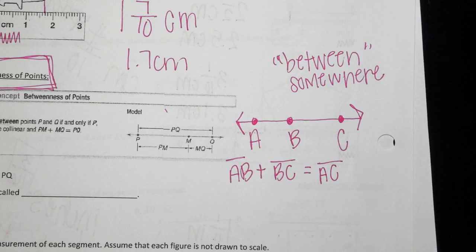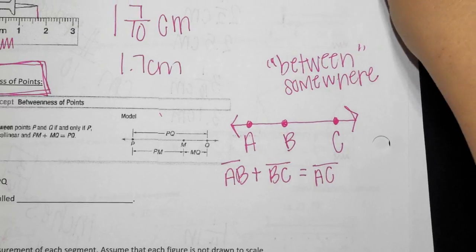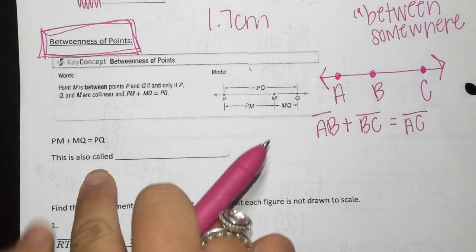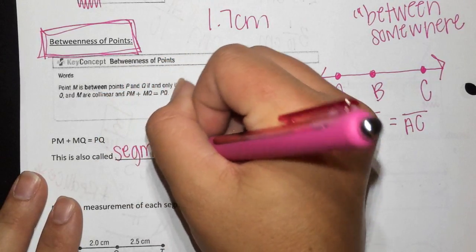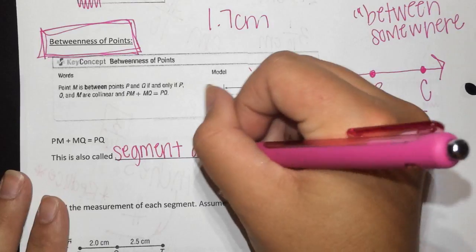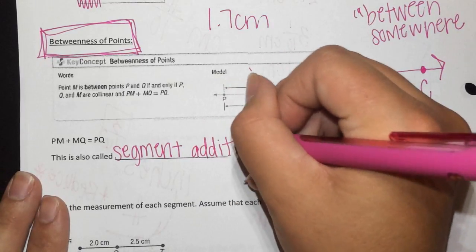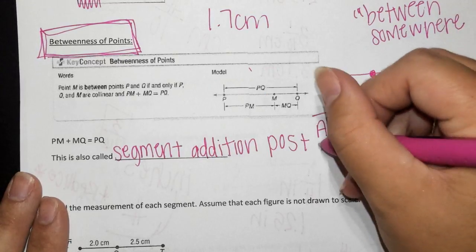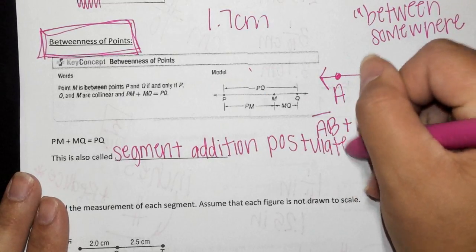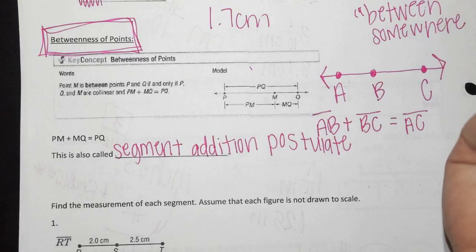So basically the whole point of this is I'm taking one part of the segment and another part of the segment and adding them together. Is everybody with me? This is also called the segment addition postulate. Segment addition postulate.